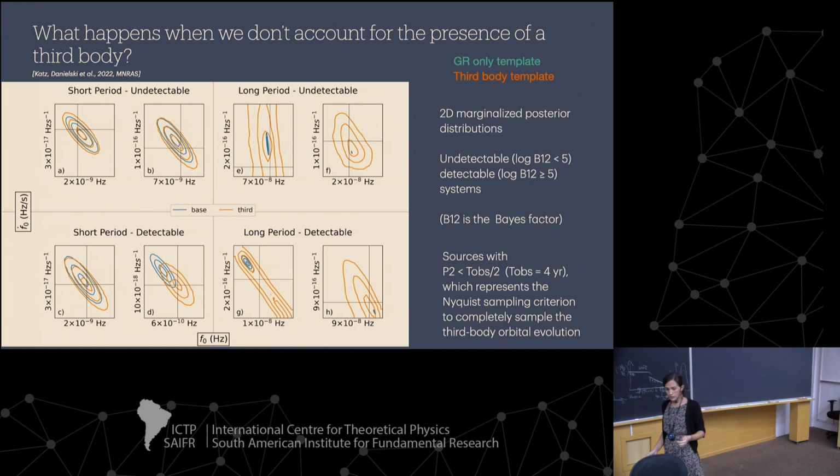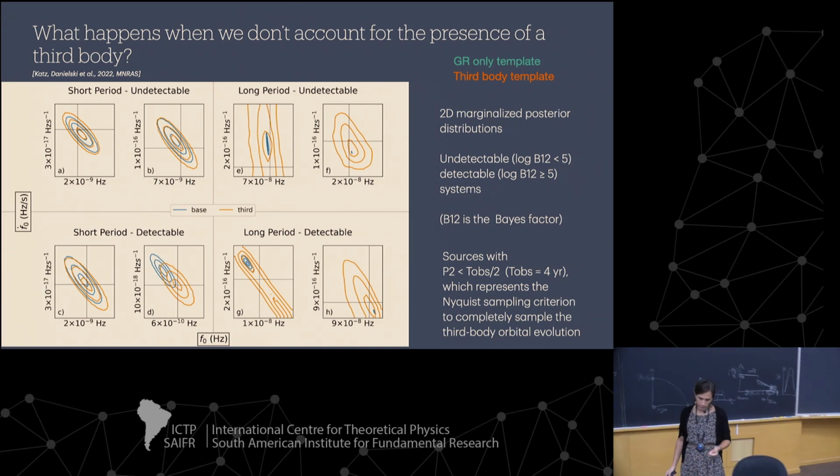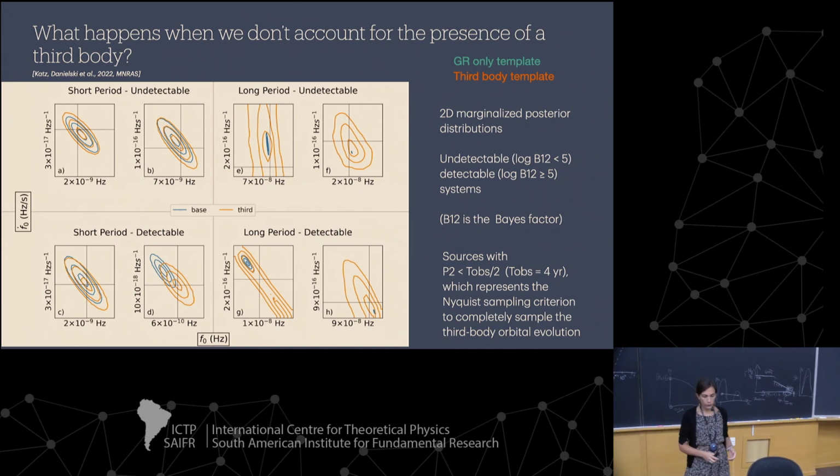What we found in this new Bayesian analysis is that basically we were more likely to detect sources for which the period of the planet was less than half of the period of the LISA observation. So if LISA is observing for 4 years, we are more likely to detect planets that have a period of 2 years. If LISA is observing for 10 years, we are more likely to detect planets with periods of less than 5 years.